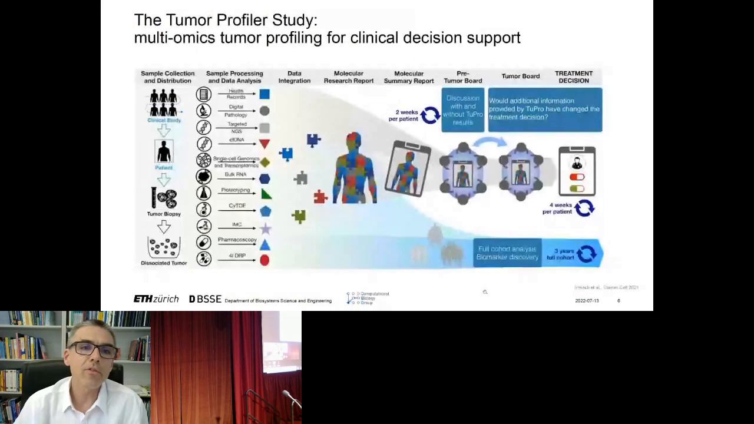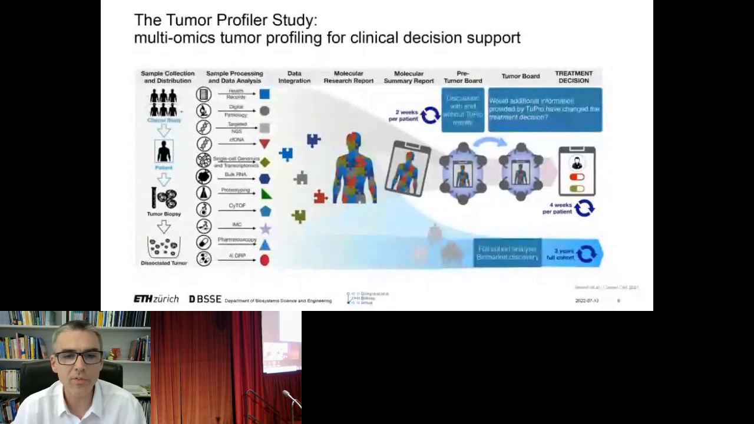Now, I've been very lucky to be part of a project that I want to mention briefly here, the so-called Tumor Profiler study. This is a large effort in Switzerland involving many research groups from hospitals, from basic research institutions, also from industry, where tumors are analyzed with a whole range of different technologies.